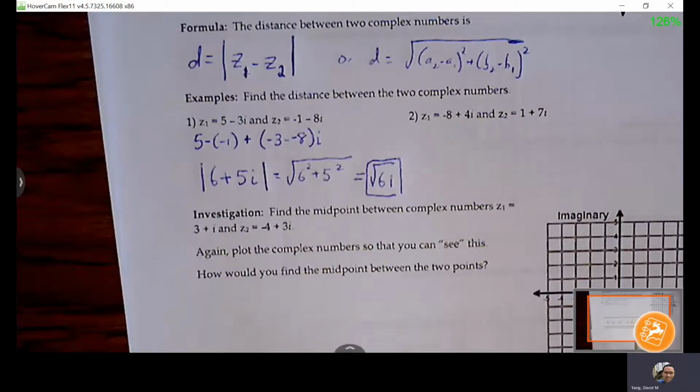Okay, any questions there? Okay, try the next one. All right, subtract z sub 1 minus z sub 2. Subtract the like terms, and then get it into the absolute value form, and then just go through the Pythagorean theorem.